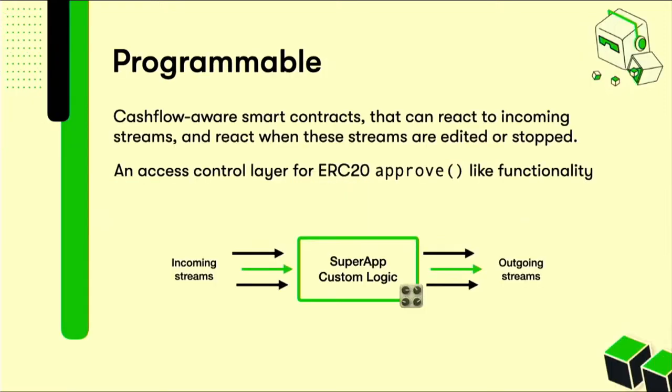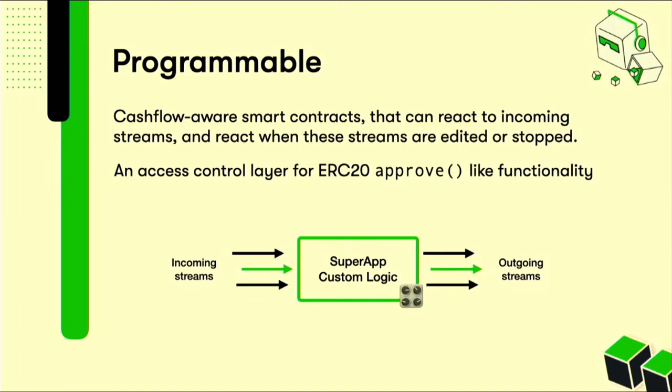It's pretty cool. The other cool thing is that because it's a smart contract framework, there are a lot of things we built into it to make it programmable. You can provide an access control layer, something very similar to ERC-20 approve methods, so I can grant you the ability to open streams on my behalf.